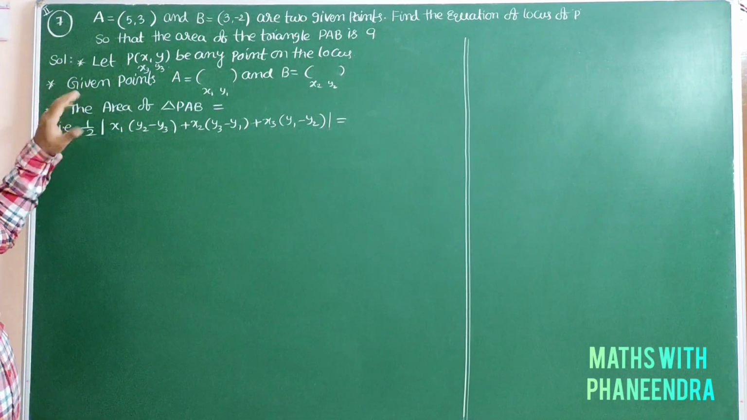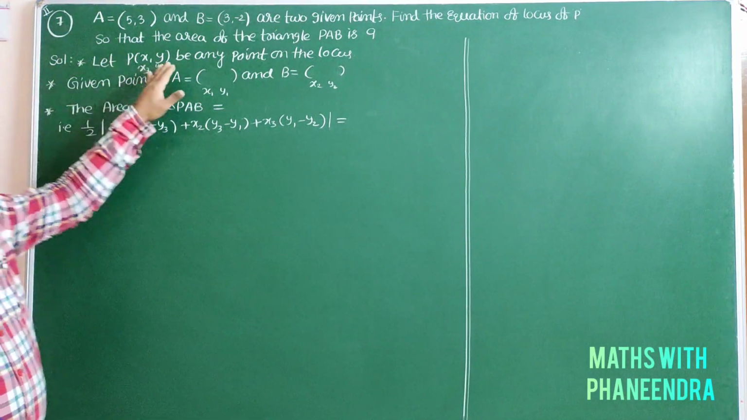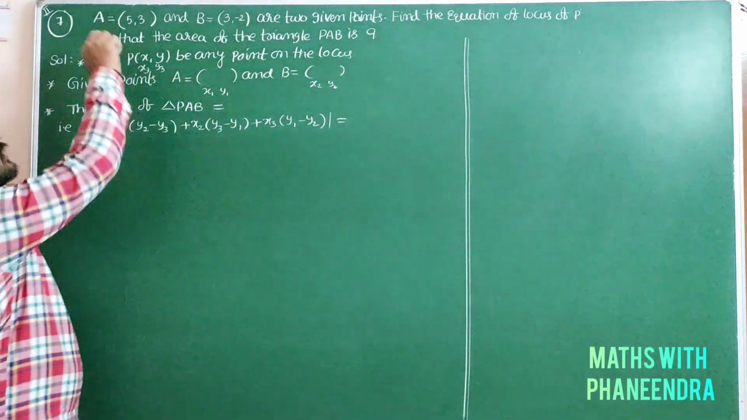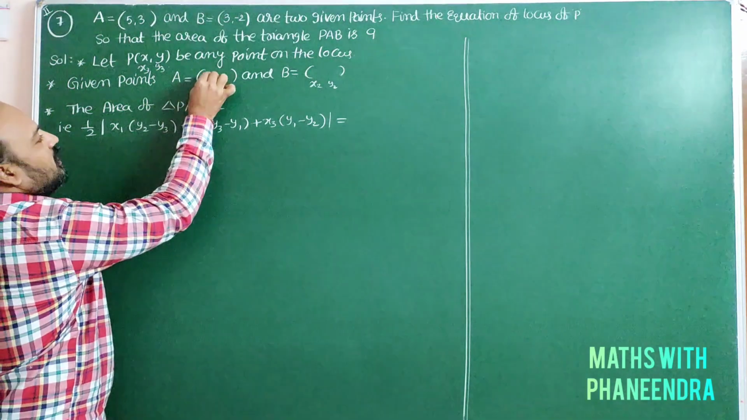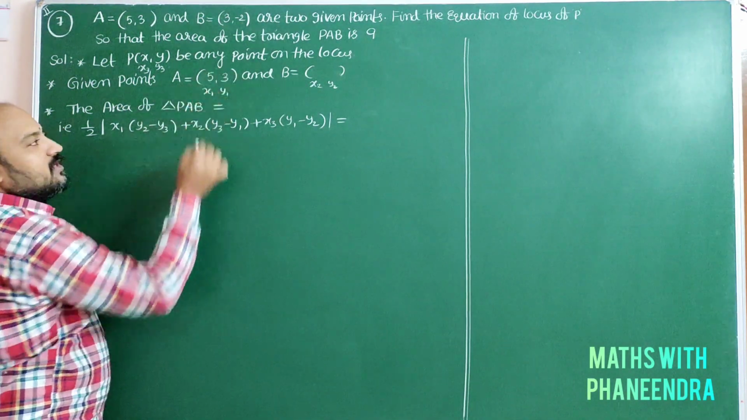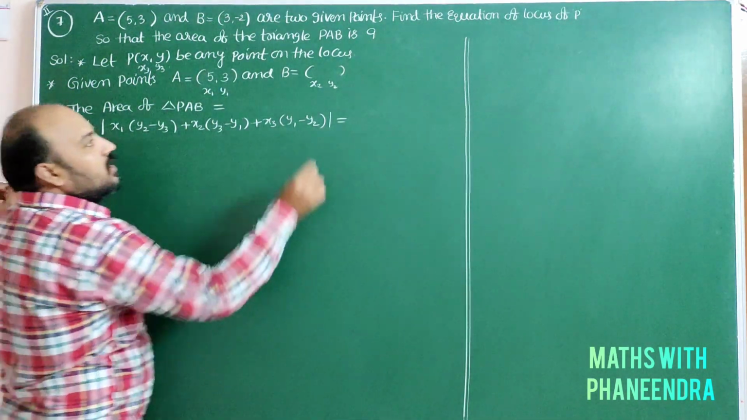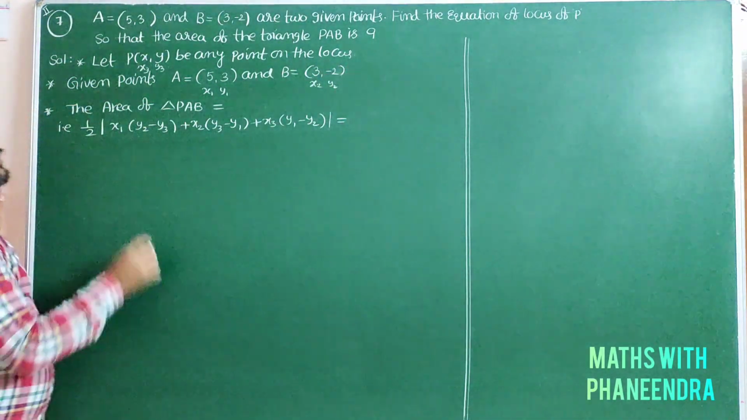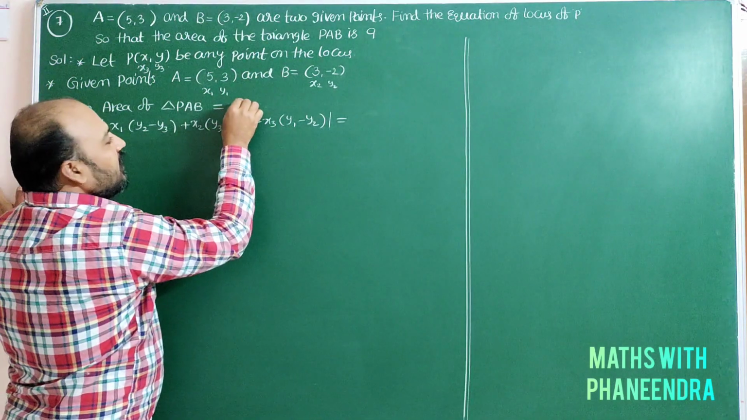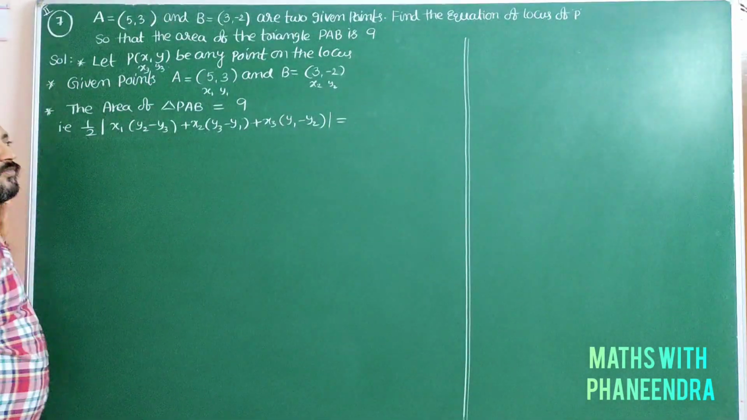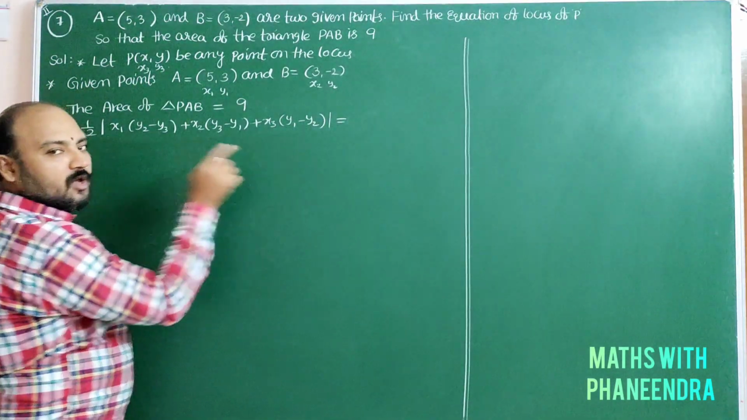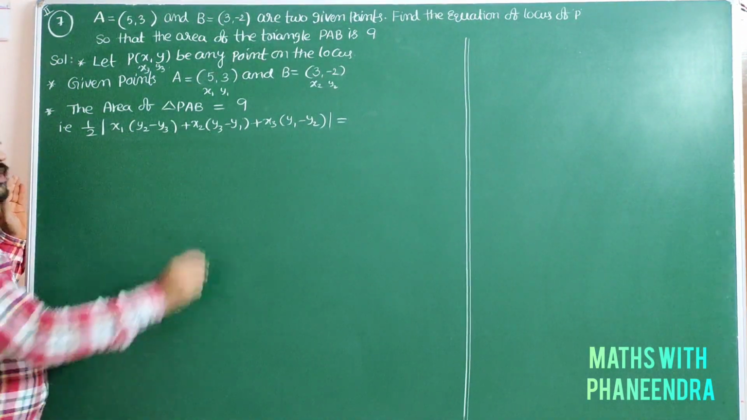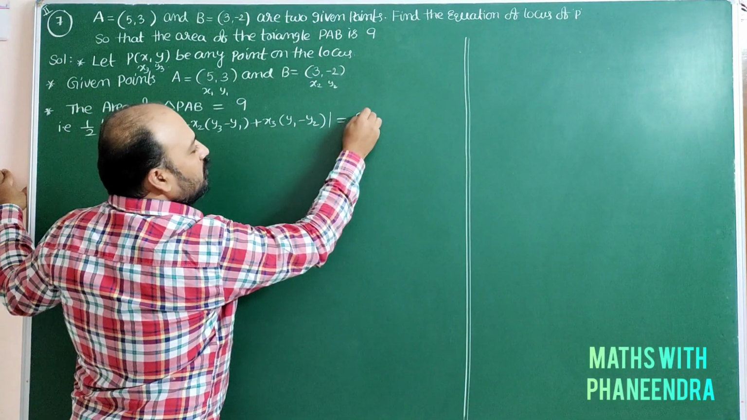First step is what? Obviously, let P of (x, y) be any point on the locus. Next step is given points. So in this question, given points is A of (5, 3), so 5 is x1, 3 is y1, and B of (3, minus 2). The area of triangle PAB is given as 9 square units. So half into, write that formula, x1 into (y2 minus y3) plus x2 into (y3 minus y1) plus x3 into (y1 minus y2) equal to 9.